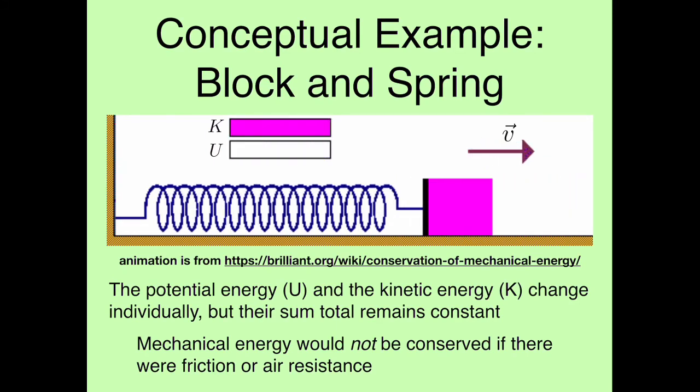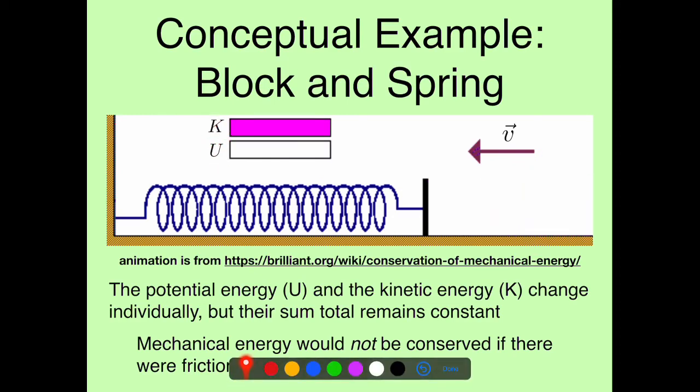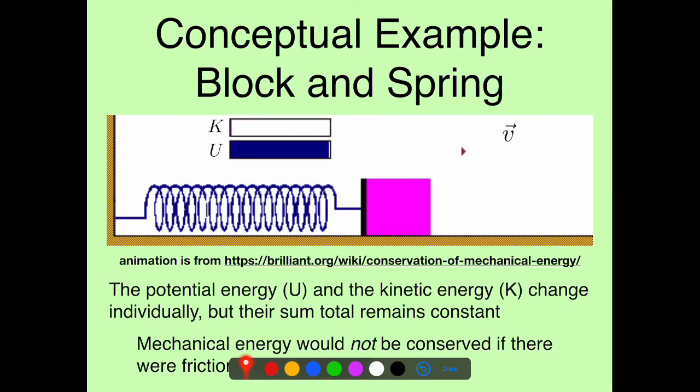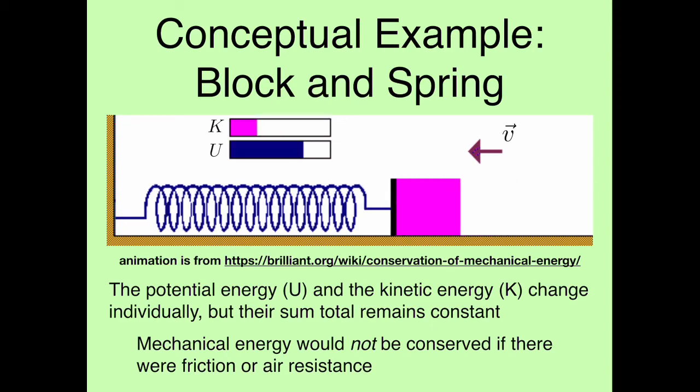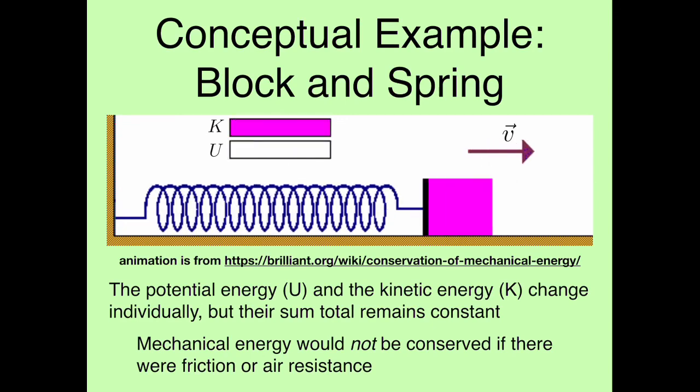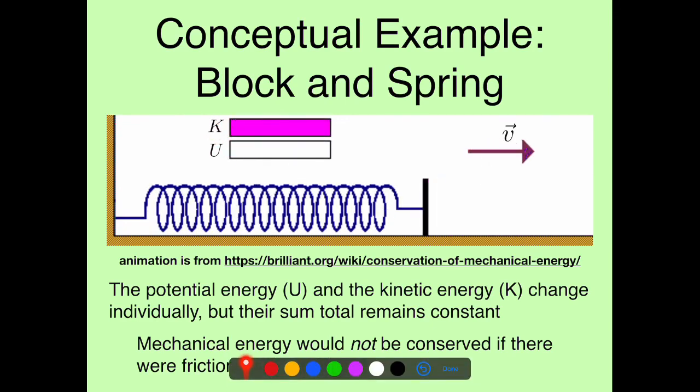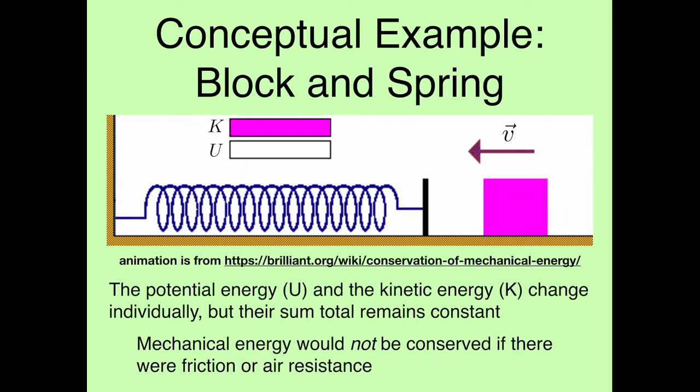Okay, so while the spring is being compressed, you see kinetic energy is decreasing, potential energy is increasing. Let's see it again. But it happens in such a way that the sum total of K and U stays the same. That's what we mean by mechanical energy is conserved. So you can trade a little kinetic energy for a little bit of potential, that's fine, but it's the sum total that's staying the same in this process.